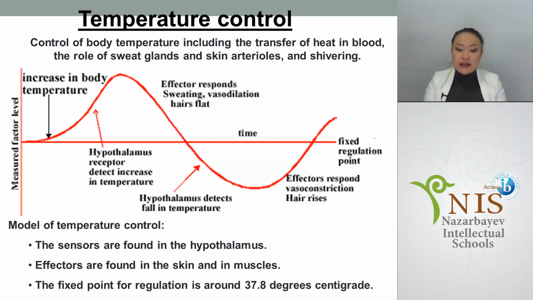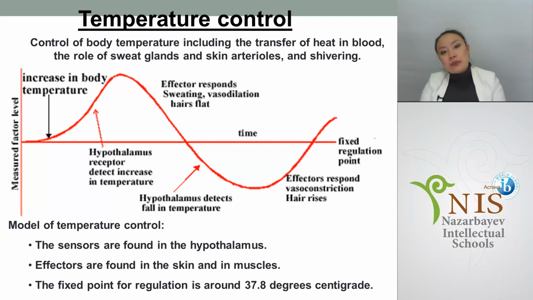The sensors are found in the hypothalamus. Effectors are found in the skin and in muscles. The fixed point for regulation is around 37.8 degrees centigrade. First, an increase in body temperature happens. Then the hypothalamus receptor detects that the body temperature is increasing. Then the effector response: sweating, vasodilation and hairs lying flat.